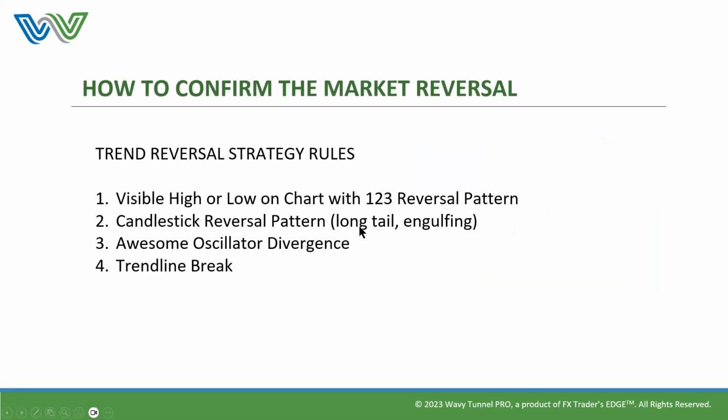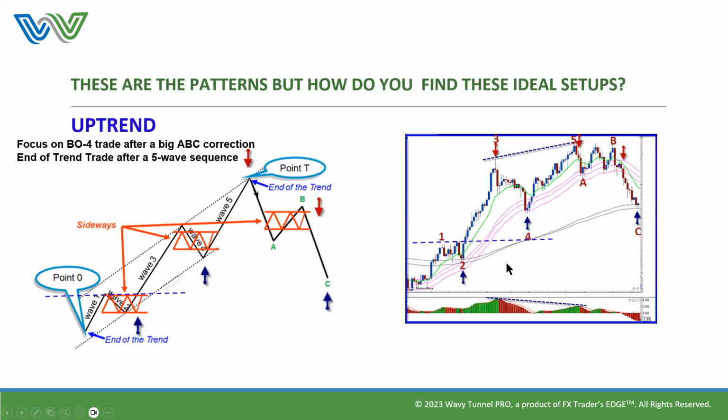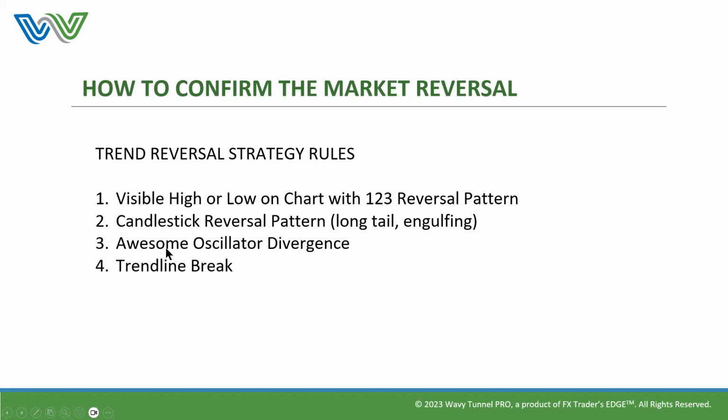Now let's say that you find the end of the trend, you have divergence here, or you find the end of the wave C. How do you actually trigger your trade? And this is where I want to offer a 4-step solution.